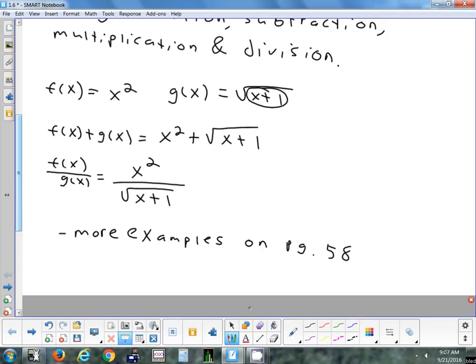Okay, let's take a look at this one. I know the domain of the top was all real numbers, so I don't really have to worry too much about that. But I've got to be careful with the bottom.